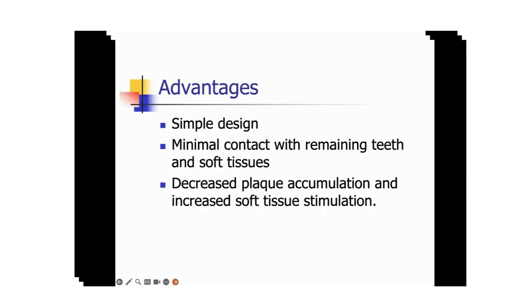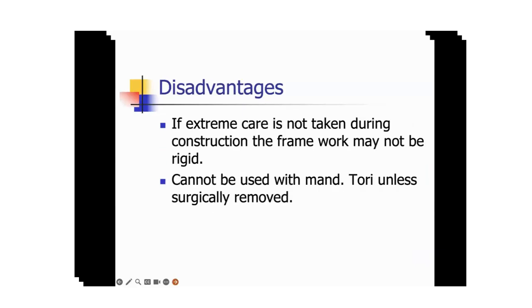So the advantages of this lingual bar include a simple design, minimal contact with the remaining teeth and soft tissues, decreased plaque accumulation, and increased soft tissue stimulation. So this is definitely going to be a good design for your patient. But this lingual sulcus depth is a major criterion for the placement of a lingual bar. So what are the disadvantages? If extreme care is not taken during the construction, the framework may not be rigid, and it cannot be used with mandibular tori unless they are surgically removed.